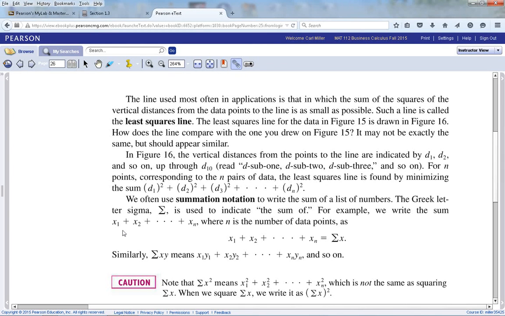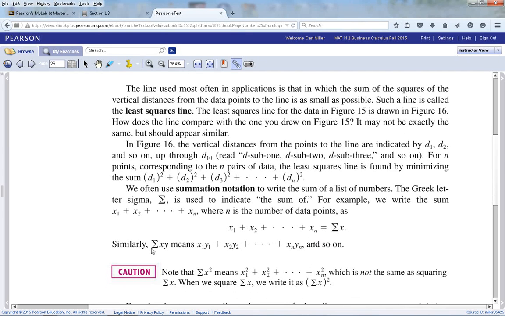So for example, x1 plus x2 all the way up to xn, just a sum of n different values, we could write in shorthand notation as sigma x, and it just means add all the x values together. The first point plus the second point plus the third point all the way up to the last, or the nth point. Now if we have sigma xy, what that is going to mean is take the product of x and y for each value, 1, 2, all the way up to n. So take each of the products and then add all those together. So that would be x1 times y1 plus x2 times y2, and so on.